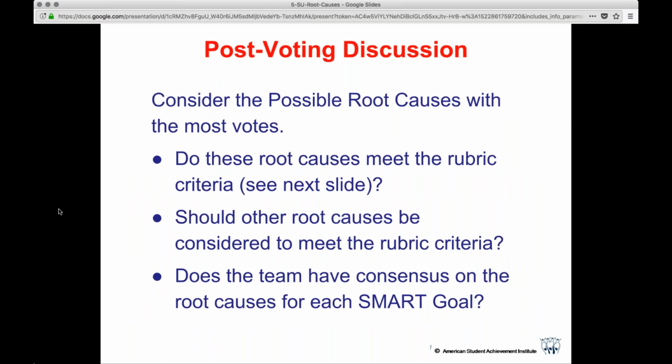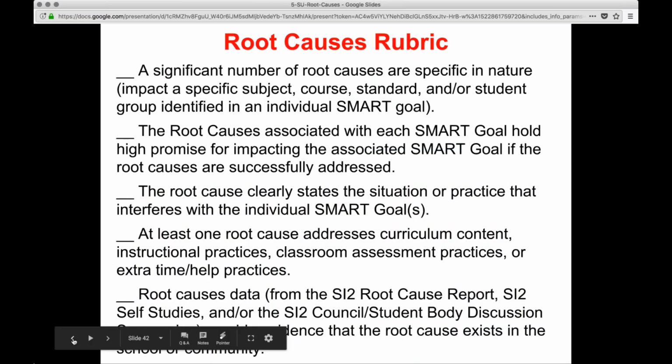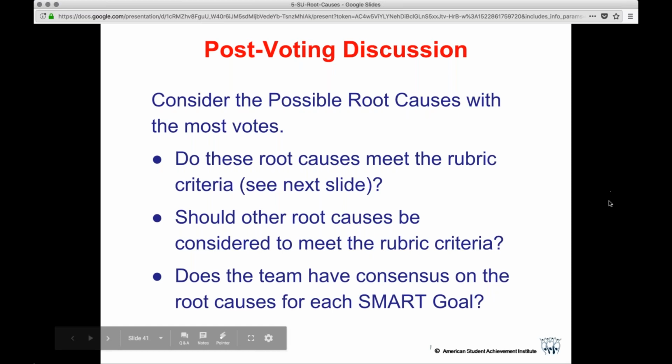Okay, and then in your post-voting discussion, consider the possible root causes with the most votes. With all those colorful dots, which horse was in the lead there at the end? Do these root causes meet the rubric criteria? Should other root causes be considered to meet the rubric criteria? And does the team have consensus on the root causes for each SMART goal? So after that voting is complete, you're going to discuss the root causes, and then you ask yourself these questions.